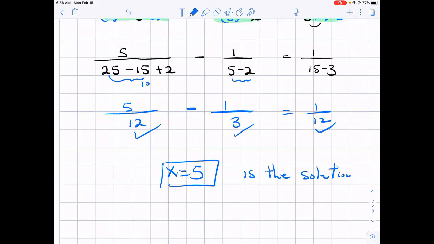So once the denominator doesn't become 0, we're safe. And that's the reason why you have to check your answers. If you do not check your answers, you're in problems.